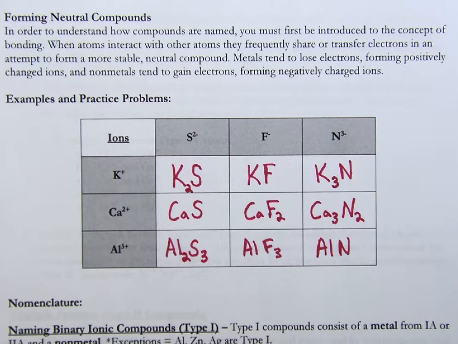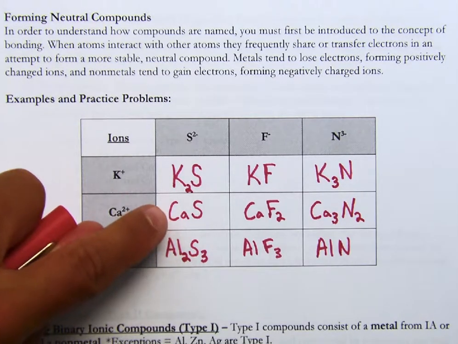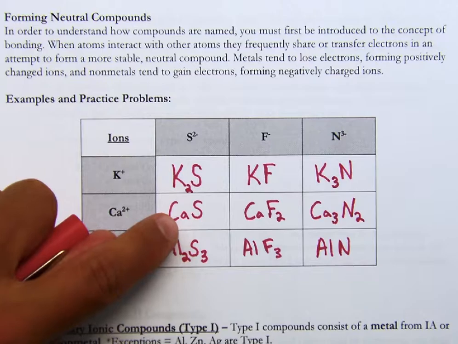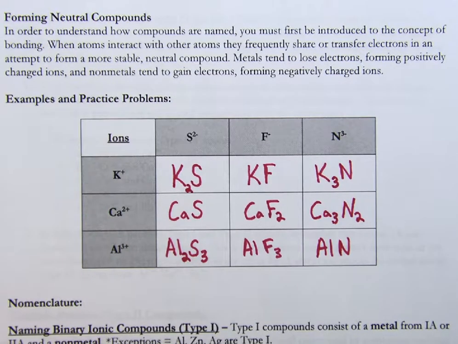So this is the idea of forming a neutral compound. It's important because if you read a name, you need to be able to write the formula. Or if you see the formula, you need to be able to write the name. And the compound is going to be a neutral compound. So you have to be able to form neutral compounds in order to do it correctly. So now let's get into naming, nomenclature.